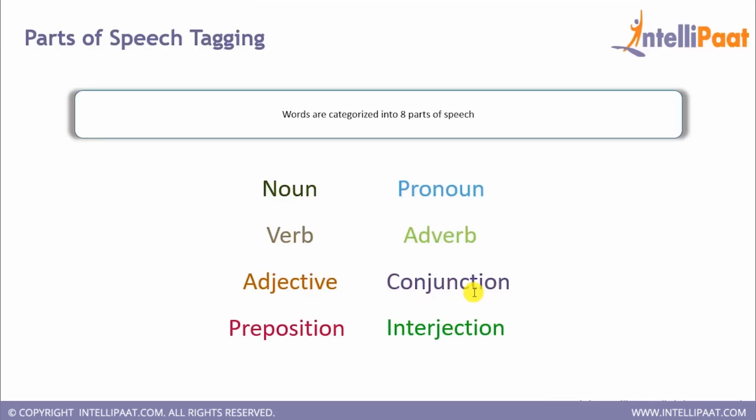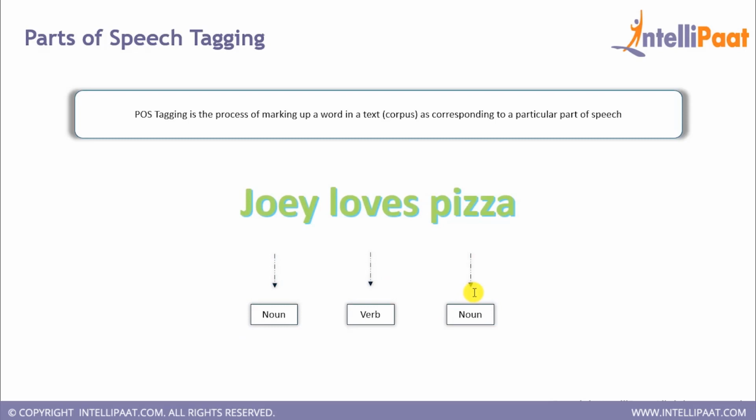Now, another important concept of natural language processing is parts of speech tagging. In the English language, words can be considered as the smallest elements that have distinctive meanings, and based on their use and functions, words are categorized into different classes which are known as parts of speech. POS tagging is the process of marking or tagging every word in a sentence with its corresponding part of speech. So let's take this sentence: Joey loves pizza. Now we can mark each of these words with a POS tag. The word Joey is a noun, loves is a verb, and similarly pizza is a noun again.